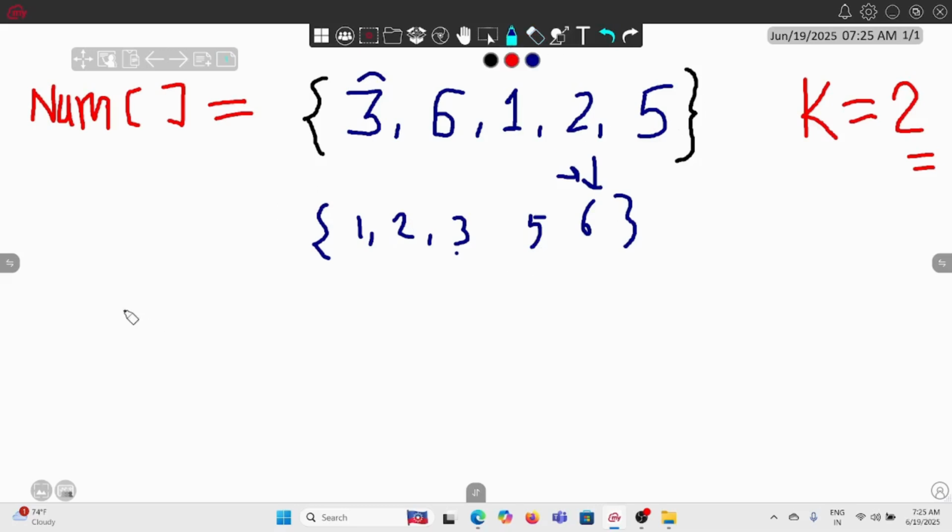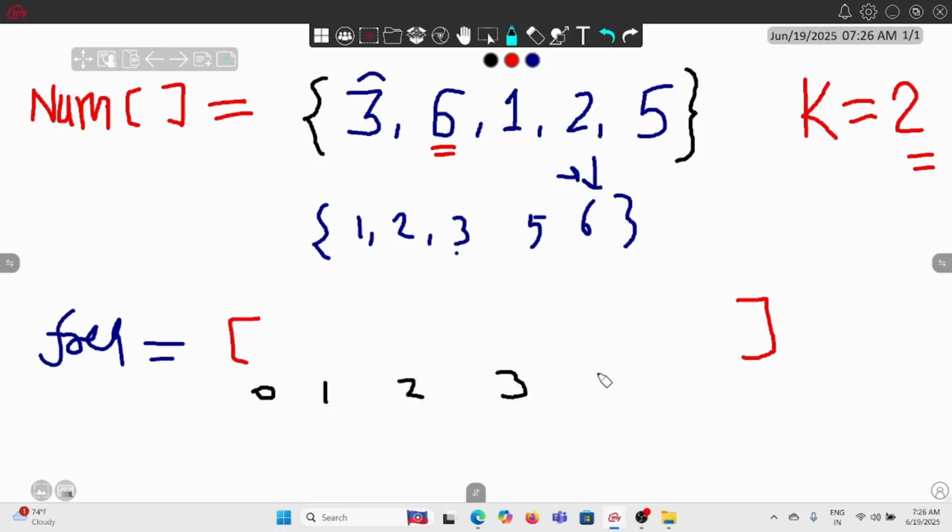So let's say I create a frequency array. What would be the size of it? The size would be the maximum value in this array plus 1. So 6 is the maximum, so we will create an array of size 7, and then we will try to fill it. So it would be indices 0, 1, 2, 3, 4, 5 and up to 6. Why did I do plus 1? Because we want to start from 0, so with max plus 1 all the values would be covered. So let's start from here.